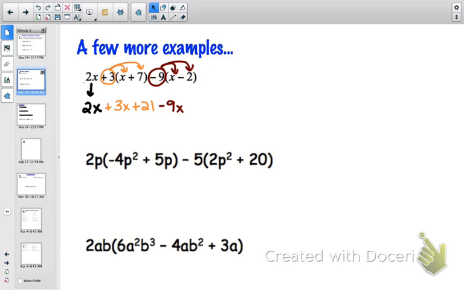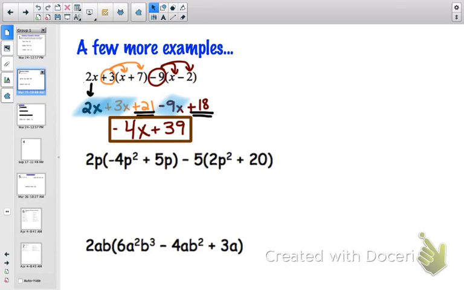Negative 9 times x is negative 9x, and negative 9 times negative 2 is positive 18. All right, so this is the case where we do have some like terms we need to combine. So we've got 2x, 3x, and negative 9x. 2x plus 3x gives me 5x minus 9x, and then I wrote that wrong. We'll change that to a negative 4x. All right, and then we have positive 21 and positive 18, which adds to positive 39. And there is our solution.